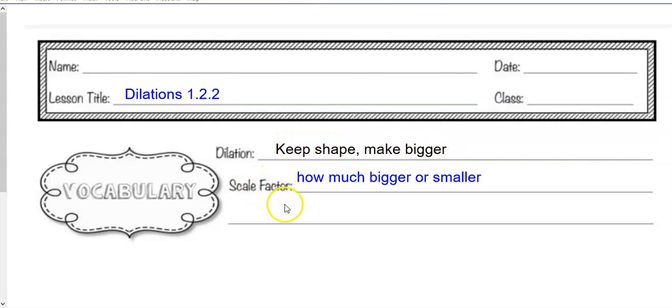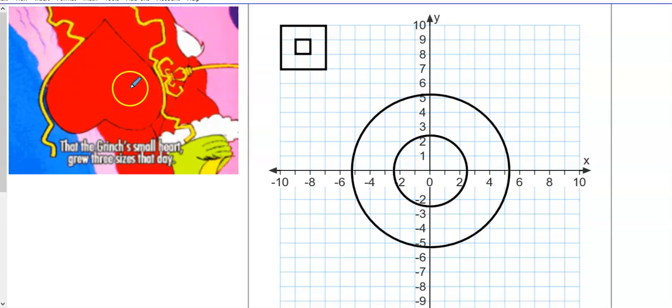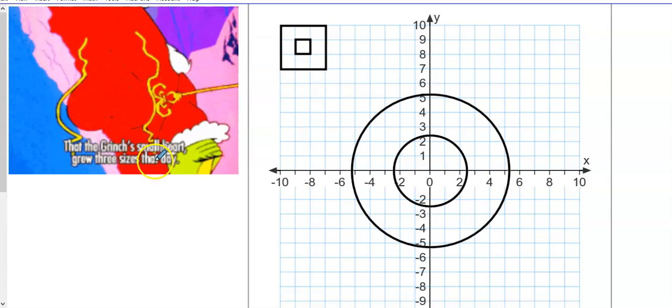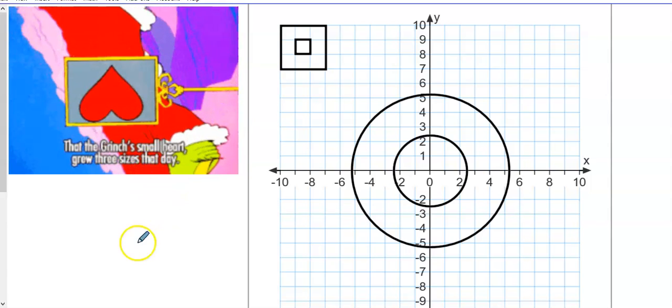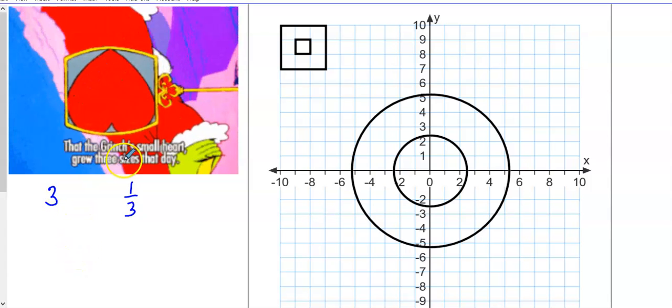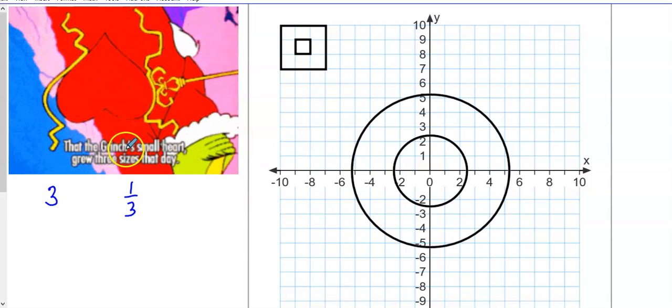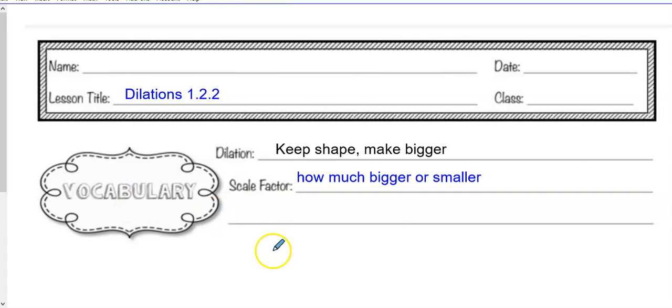Scale factor is what we look at when we determine how much bigger or how much smaller we've made a shape. So remember, it said that the Grinch's heart grew 3 sizes. So that means that the scale factor for his heart was 3. If it had shrunk, if it had gotten smaller by 3 sizes, then the scale factor would have been 1/3 instead of 3. So it's 3, meaning that it got bigger. If it had been 1/3, then that means it would have shrunk to 1/3 of its original size. So scale factor is, again, how much bigger or smaller.